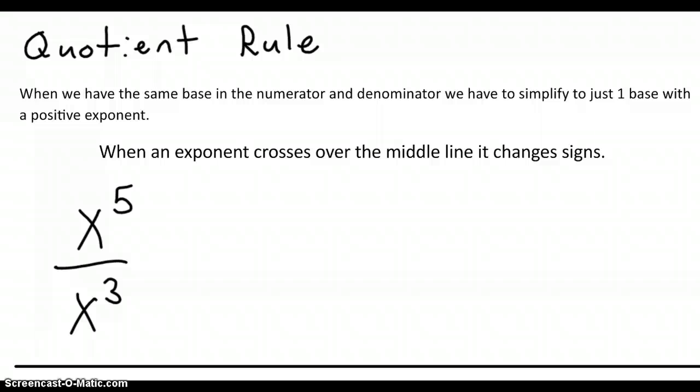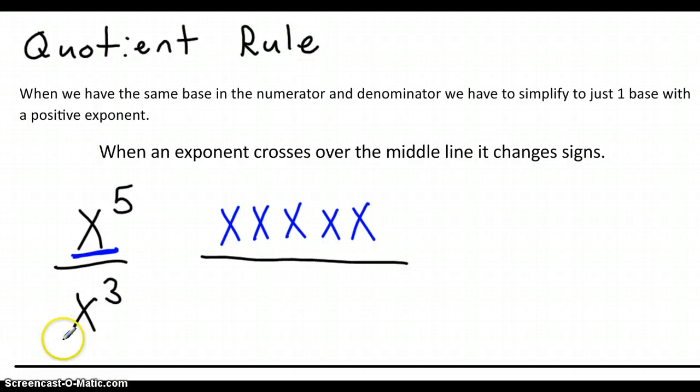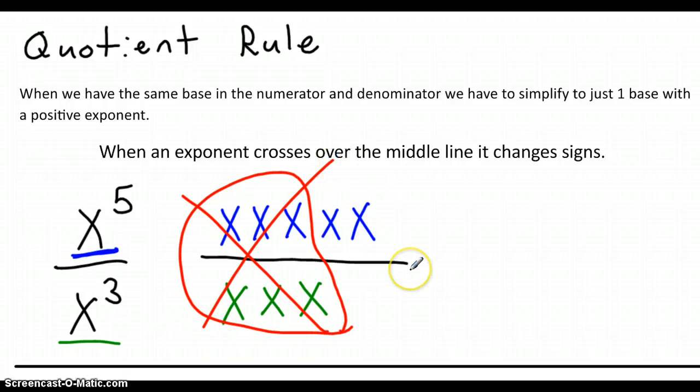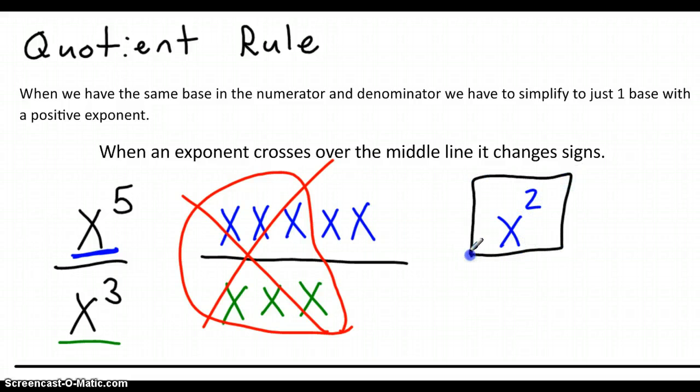If we think about this in terms of a picture here, x to the fifth is really 5 x's multiplying by itself. And if we're dividing that by x to the third, which is really 3 x's multiplying by itself, and we take a look at this picture, we can see, hey, these three on the numerator and denominator will just turn into a 1, right? They'll go away, leaving us with just that x squared up top. So that's kind of a picture representation of how the quotient rule works, is we're just simplifying what's on the numerator and on the denominator.